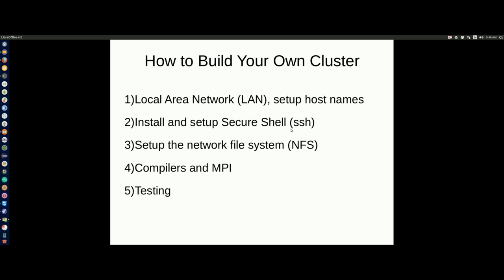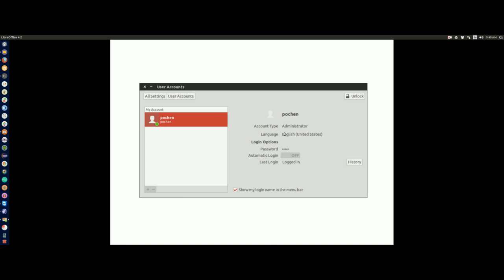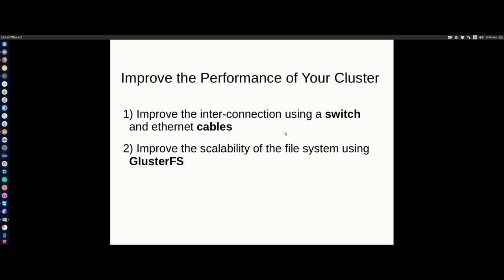And we also talked about how to set up a shared file system, or network file system, NFS, so that the different computers on the network can access files that are shared by all the computer nodes. We talked about how to install compilers and the MPI library, and we did some testing. The computer cluster we set up last time works fine, but its performance can be improved further. So in this video, we're going to discuss how we can make improvements on the performance of our cluster.